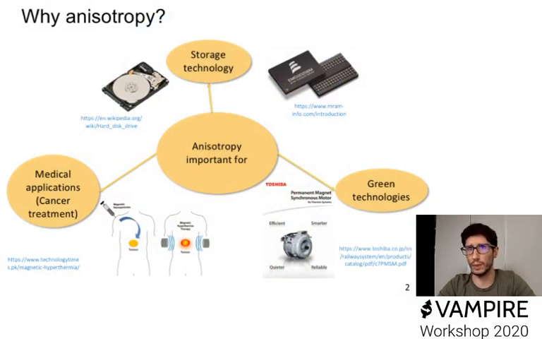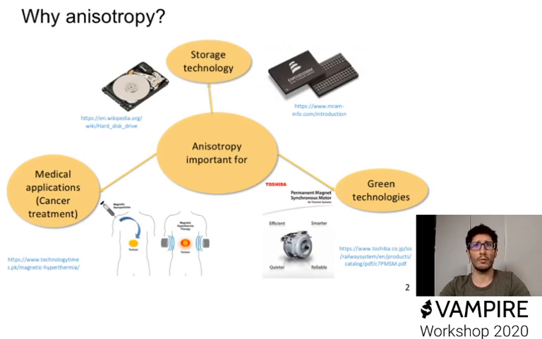Well, there might be a few reasons. For applications, as we can see here, anisotropy is extremely relevant. For example, for the storage technology, our hard drives, they're all magnetic devices, and the high anisotropy is what allows to store the information for a long time. And for example, new memory devices such as the MRAMs, magnetic random access memories, use as well high anisotropy materials for the same reason.